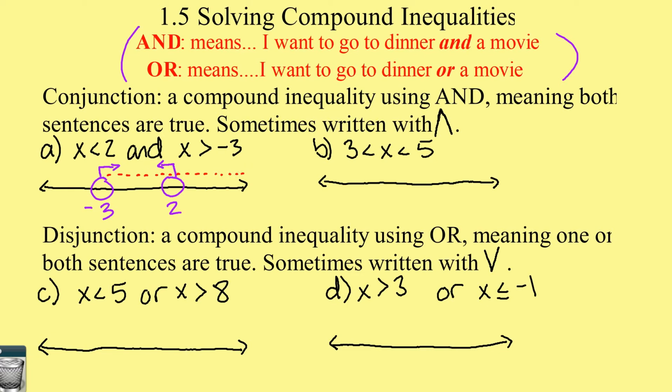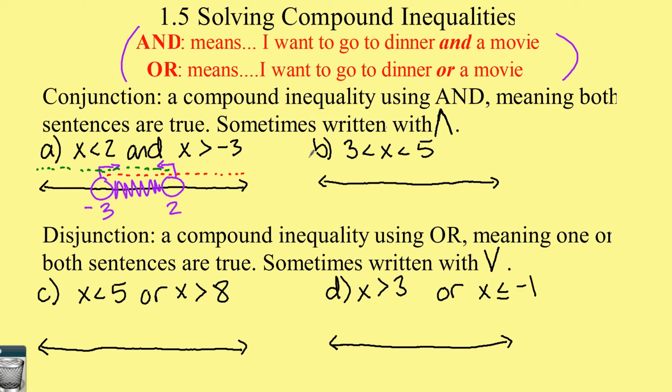If I were to shade these, this one would go all the way to the right, and I'll do this one in green, and then the less than 2 would go all the way to the left. The only numbers that satisfy both statements are the numbers in between -3 and 2. So I shade there, where the green and red overlapped. Both sentences are true. So we have 0: 0 is smaller than 2 and bigger than -3. But I can't do -4 because it is not bigger than -3.